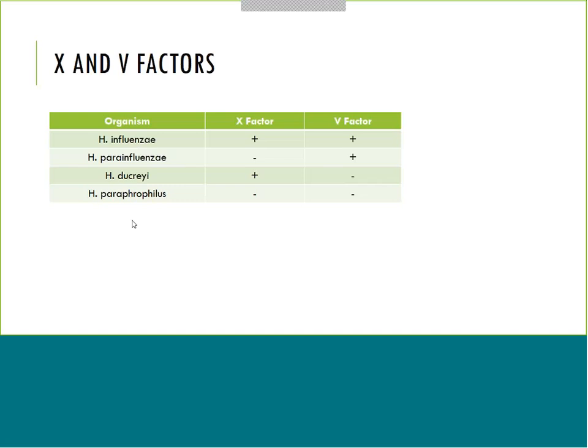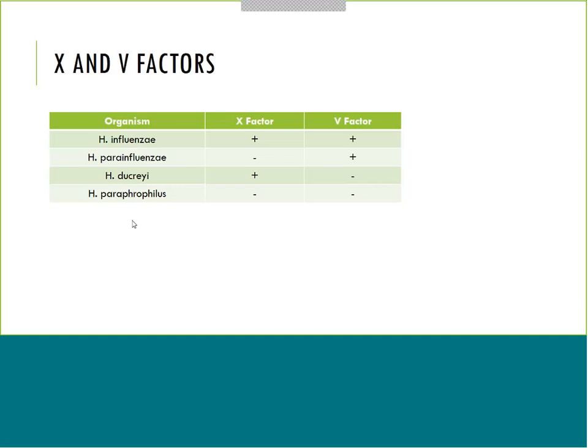If it's parainfluenzae, it only needs the V factor to grow. It doesn't need the X factor. Ducreyi only needs the X factor to grow. It does not need the V factor. And then as I said before, Aphrophilus or Paraphrophilus doesn't need either one, neither X nor V. So definitely remember which ones need what, and these are part of the testing workup that we can do in the lab to help identify what Haemophilus we would have present.